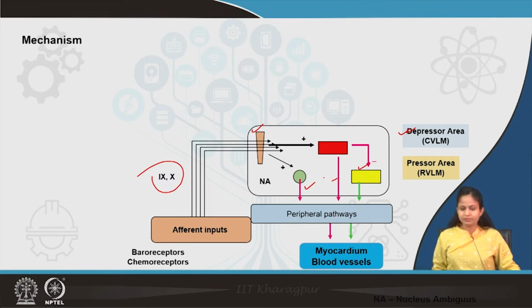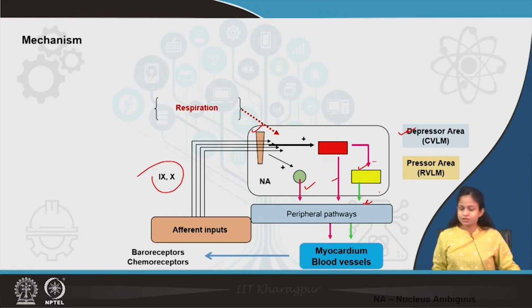And the other peripheral pathways, through the sympathetic path: the sympathetic fibers usually come from this pressor or depressor area, and finally they give signals to the myocardium and the blood vessels, whether to go for increased or decreased contractility, vasoconstriction or vasodilatation, increased blood pressure or decreased blood pressure.